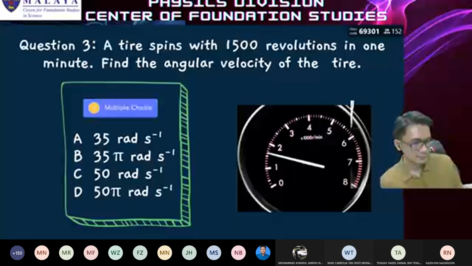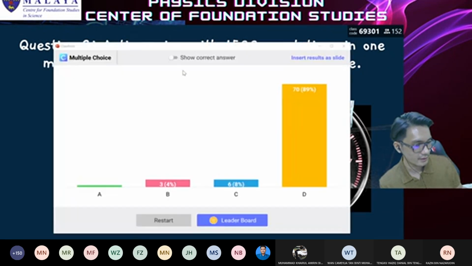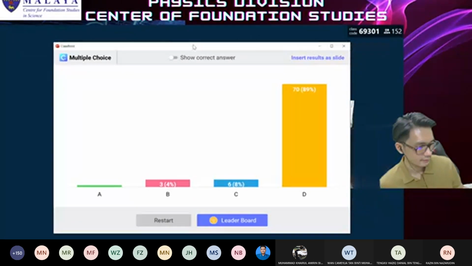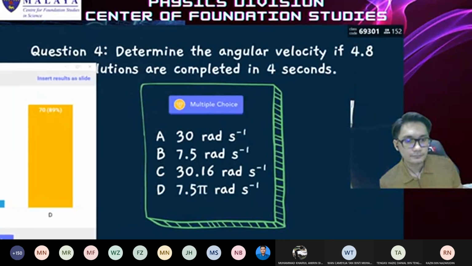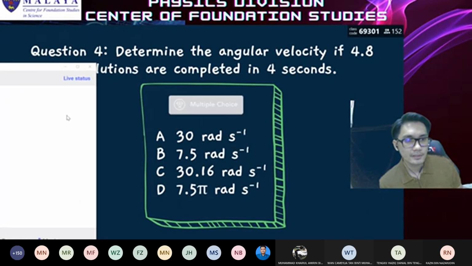Okay, question 3. A tire spins with 1500 revolution in 1 minute. So find the angular velocity of the tire. Okay, I will open this. Wait. Okay, you guys may answer.